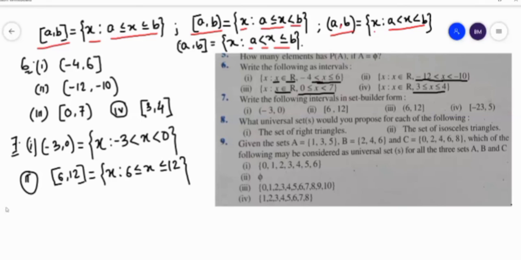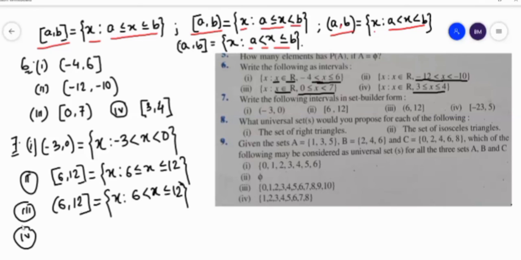Number 3, this is open 6 closed 12. That will be the collection of all such x such that 6 open, so only less than sign, it will not include the point 6, and less than or equal to 12. This is number 3.